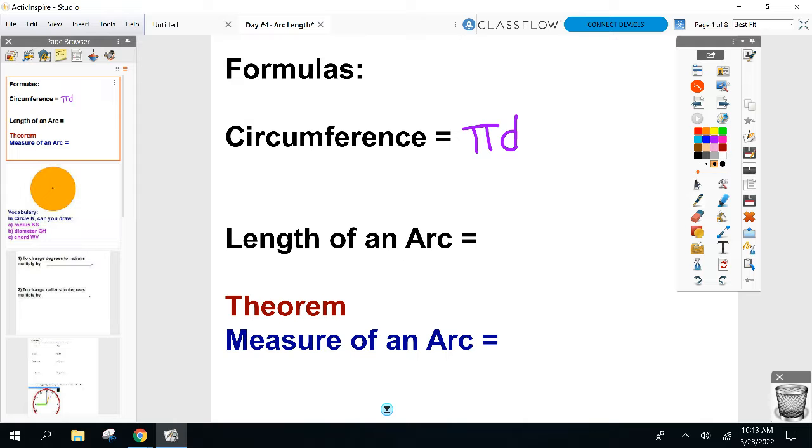How long an arc is. Yep, good. Got it. Measure of the arc over 360 times that circumference, pi d. Good, Lucy. Measure of the arc.